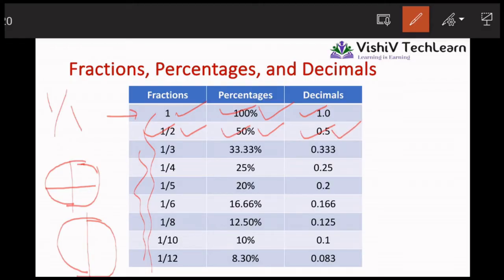If we are dividing that circle into 3 parts, it is 1 by 3. If we are dividing it into 4 parts, maybe like this, 1, 2, 3, 4, then it is 1 by 4, which is 25%, and so on. So if you have to deal with these fractions, percentages, decimals, somehow you have to remember these fractions by a circle method, considering a full circle and dividing it into the required number of parts. So that will be a better idea.